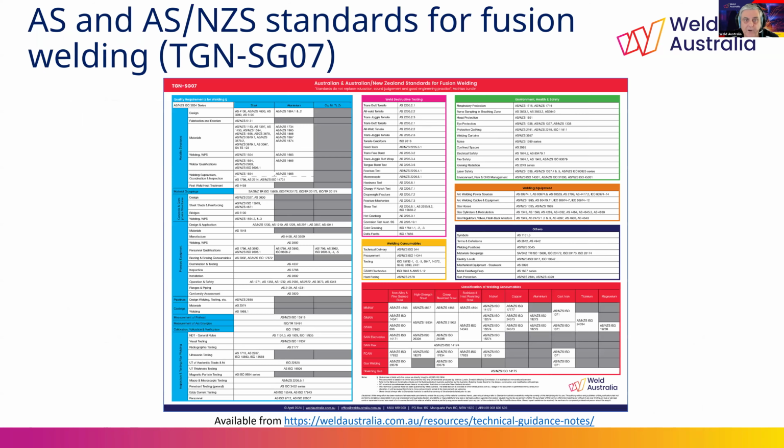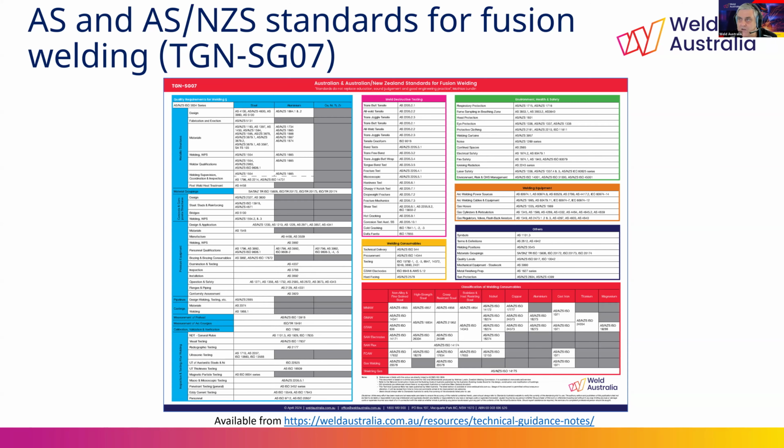Now, just very briefly, Weld Australia has published Australia's first standards map, which you can see on the screen, and it is available for free download from the Weld Australia website as Technical Guidance Note TGN SG07. By referencing this map, users will be able to locate the subject area, then identify key standards used in that application at a glance. Version 2 of this technical guidance note was published in 2024.